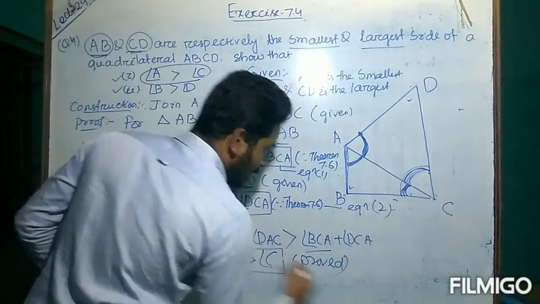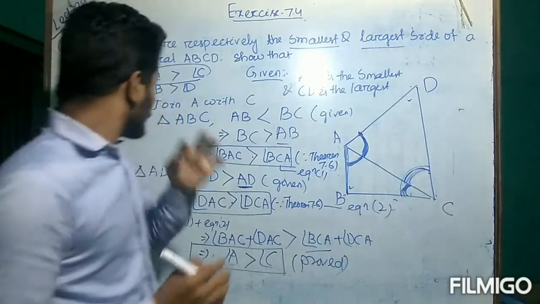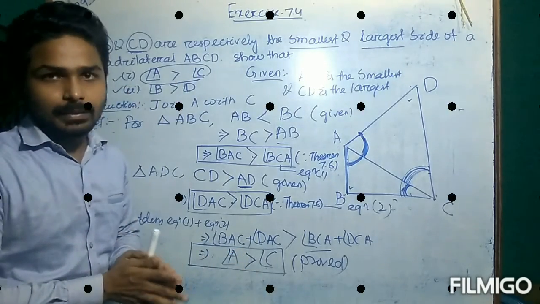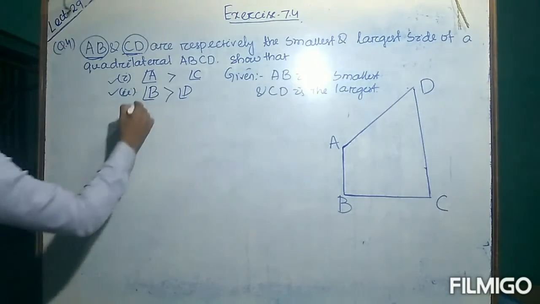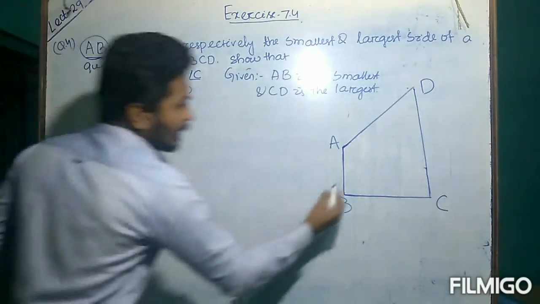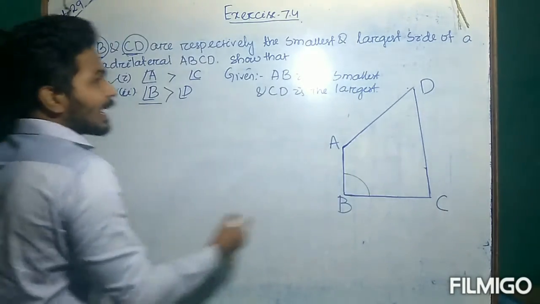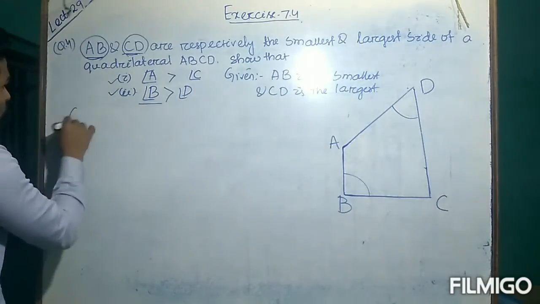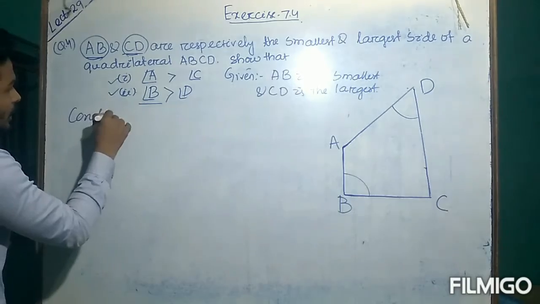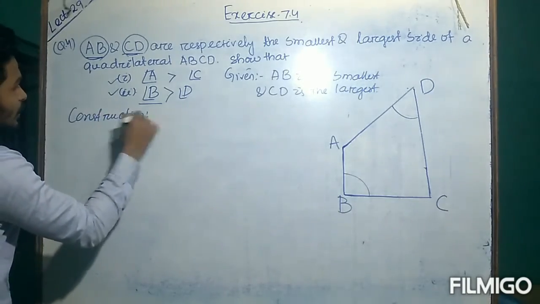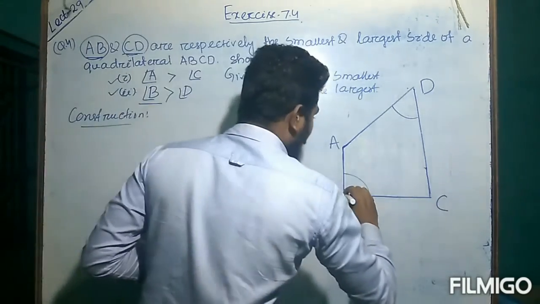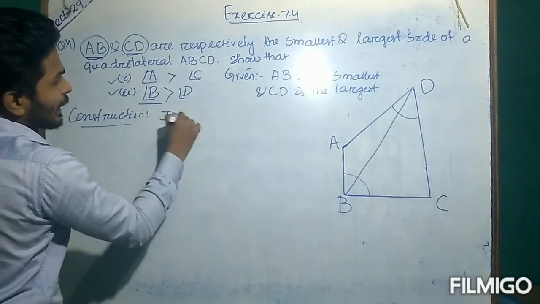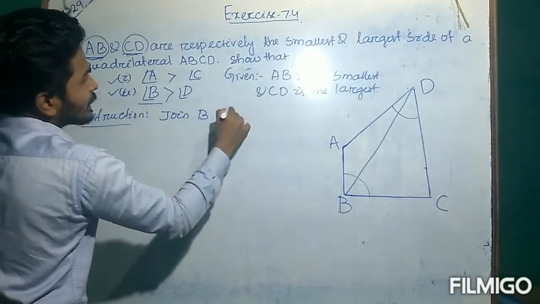Okay, this is done. So next we will do question number, or the bit number 2. Okay, so let's move on. In the second bit of that question, you have to prove that angle B is greater than angle D. We have to prove it. In order to do this, we have to construct something. For this, we have to join B with D.